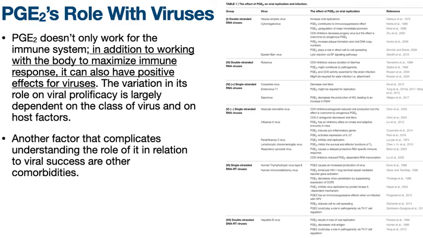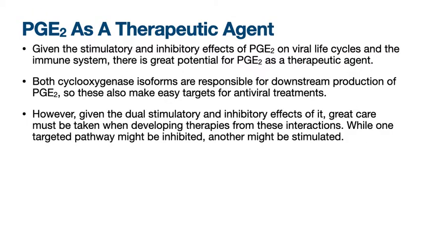And then moving on now, if we know that it has an effect on viruses, sometimes positive or negative, then that means that we could probably use it as a therapeutic agent. So if we have prostaglandin E2, we know that it has a stimulatory and inhibitory effect on viral life cycles and the immune system. And cyclooxygenase isoforms are responsible for the downstream production of it. So we could target PGE2 production. We could target any factor that contributes to it.